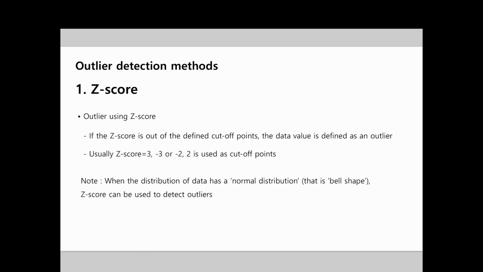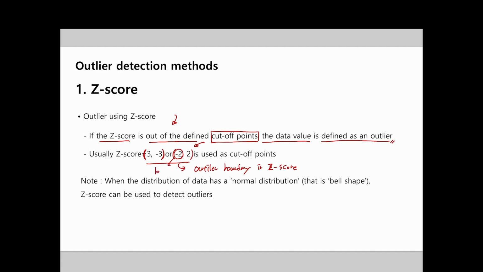Okay, so the outlier detection using Z-score is like this. If the Z-score is outside the defined cutoff point, okay, then the data value is defined as an outlier. Usually the cutoff point is minus 3 and 3, or minus 2 and 2. This is called the outlier boundary in Z-score. Okay, so this value is the lower boundary and this is the upper boundary.